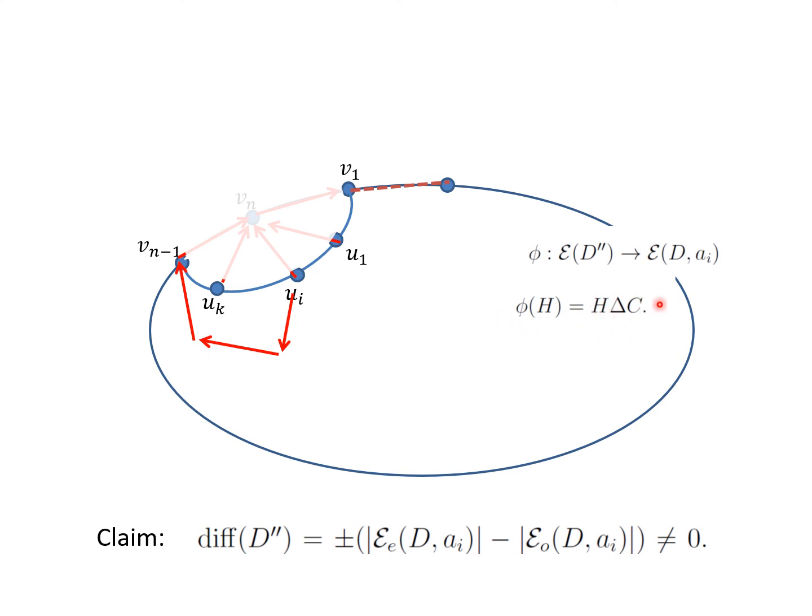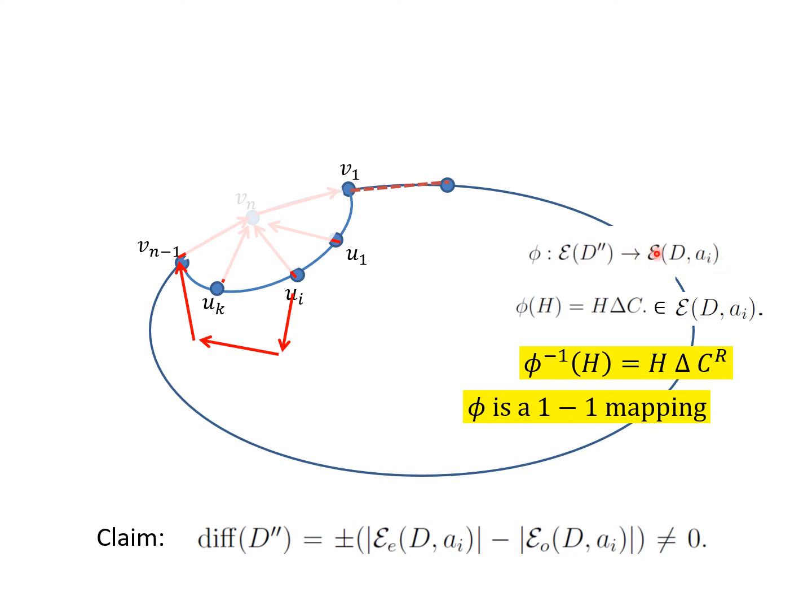So that means this may contain some arcs of C, that means arcs in this direction. So this is a subdigraph of this D. Okay, so it's a Eulerian subdigraph of this D. And the inverse of this can also be defined like this. You take a Eulerian subdigraph, this one, and you take the symmetric difference with the reverse of this directed cycle, that means the directed cycle in this direction. Okay, so this is the reverse mapping of this one. So this is a one-to-one correspondence between these two families of Eulerian subdigraphs.